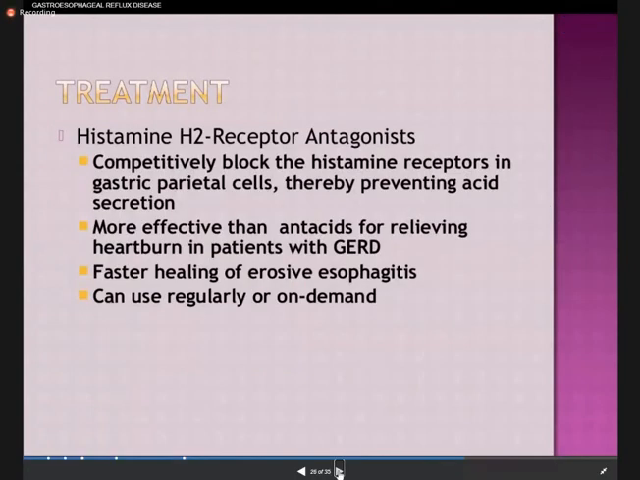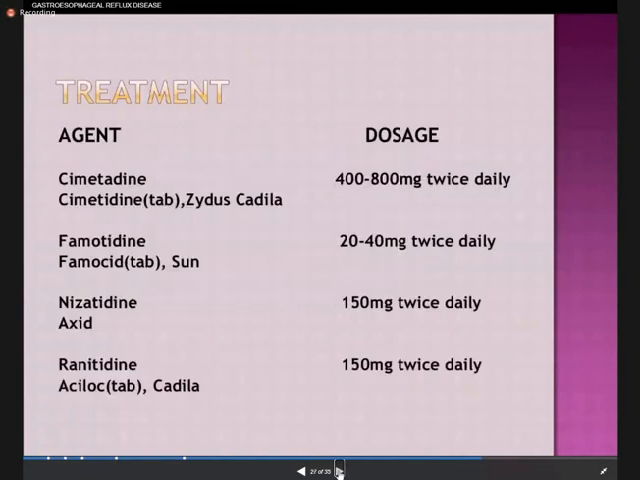Then treatment is through the H2 receptor antagonist. Previously, we used to have a lot of Zantac, but after the FDA raised some red flags about the potential carcinogenic effect of Zantac, it has been stopped. And we have switched our practice to PPI now.